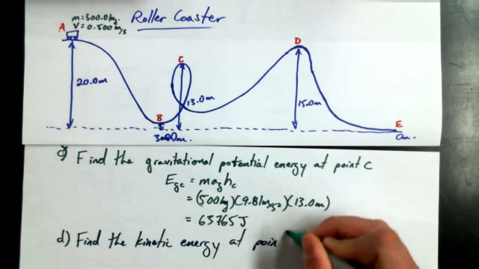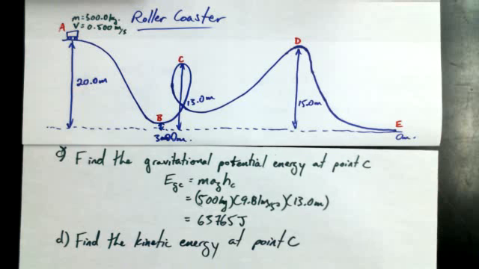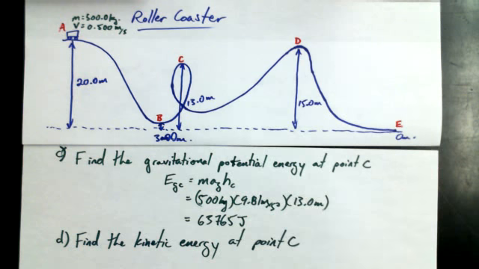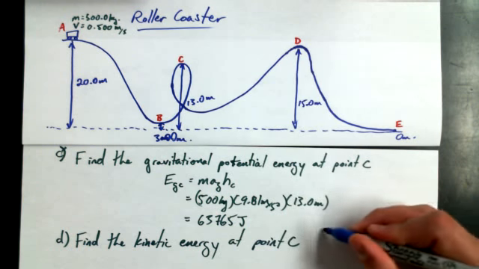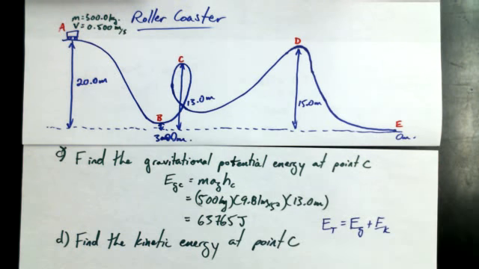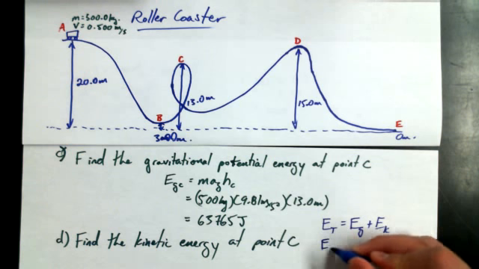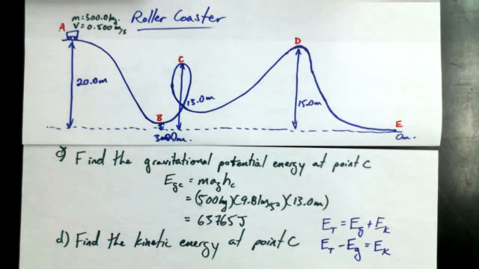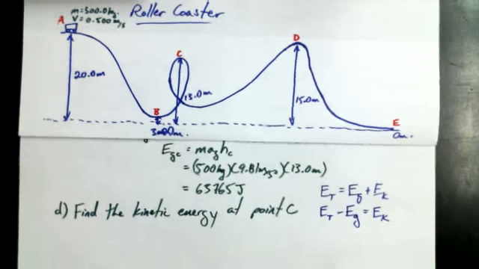At point C. How could you find the kinetic energy at point C? Yeah, take the gravitational potential energy away from the total energy, and whatever's left over has to be the kinetic energy. So you might say, all right, well, E total is equal to EG plus EK. And so if I want to know how much EK is, I'm going to say E total minus EG is equal to EK. And since I have values for EG and E total at this point, I can plug in.